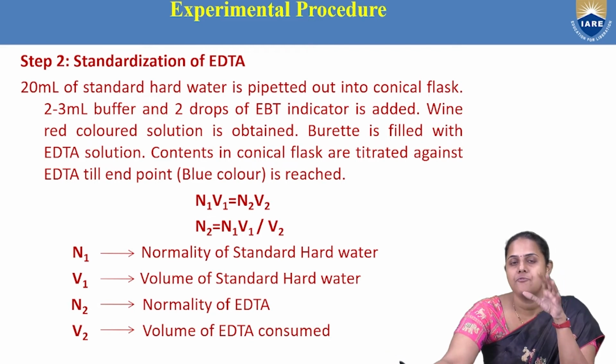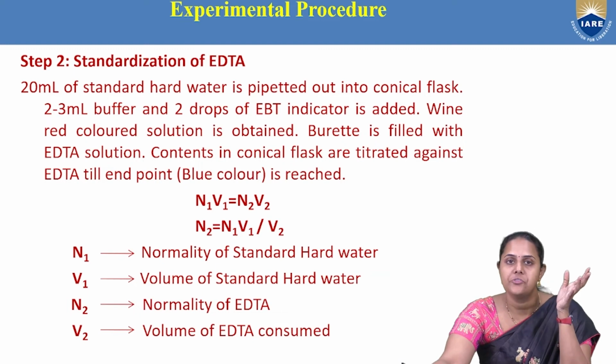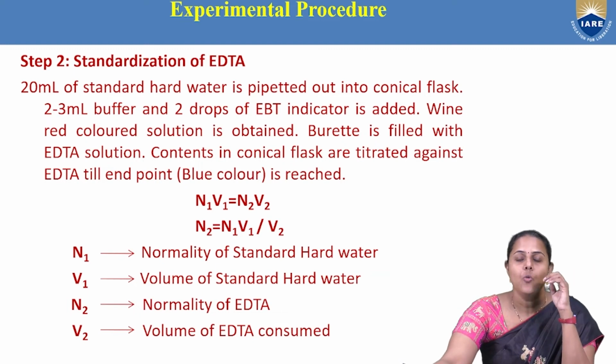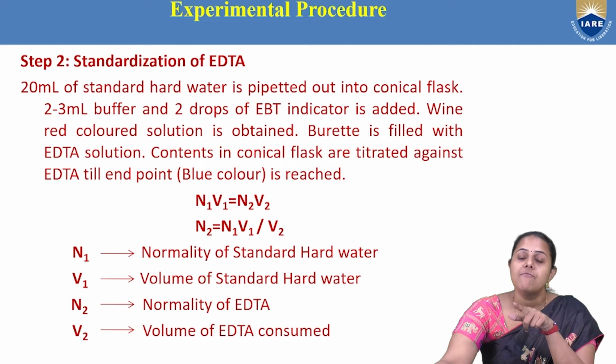How do we perform this? To calculate the concentration of EDTA, we need to take EDTA in the burette. EDTA is filled in the burette. Then, 20 ml of the calcium carbonate standard solution which we prepared just now is pipetted out into a conical flask, and to this EBT and buffer solution are added.